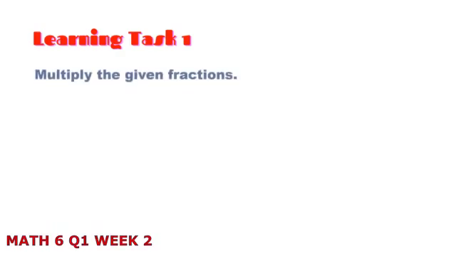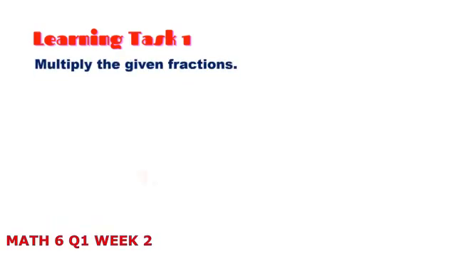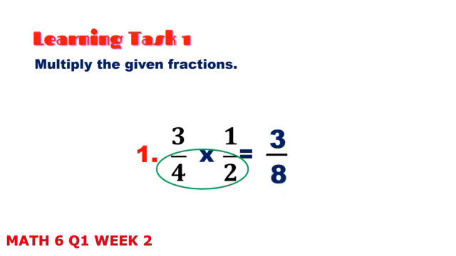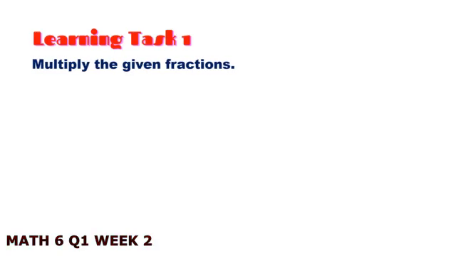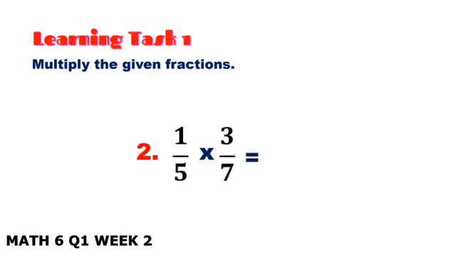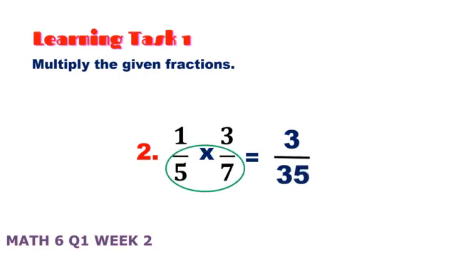Learning task 1. Multiply the given fractions. Number 1, 3/4 times 1/2. Multiply the numerators. 3 times 1 equals 3. Then multiply denominators. 4 times 2 equals 8. Number 2. 1/5 times 3/7. 1 times 3 equals 3. And 5 times 7 equals 35.